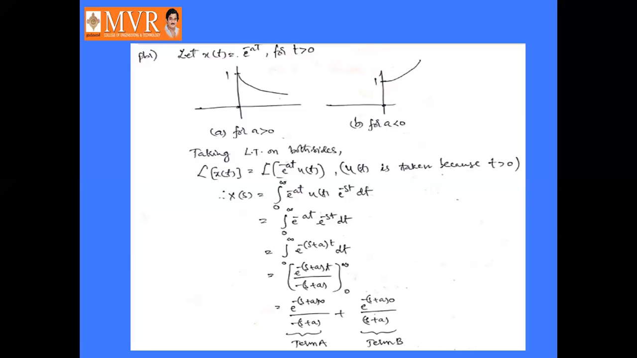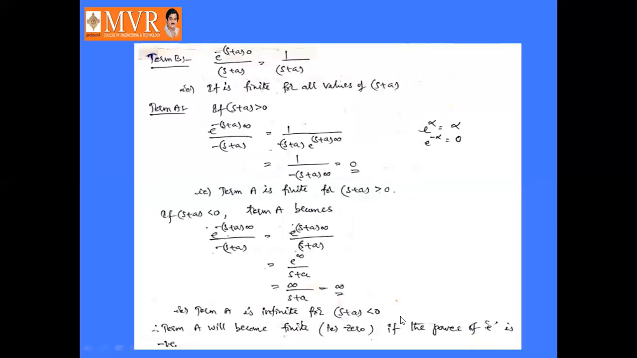So it is e power minus (s plus a) into infinity by minus (s plus a), plus e power minus (s plus a) into 0 by (s plus a), right? So let this be term a and this be term b. We'll simplify one by one. First of all, we'll simplify term b. e power minus (s plus a) into 0, that is e power 0, that is 1 by (s plus a). So it is finite for all values of s plus a.